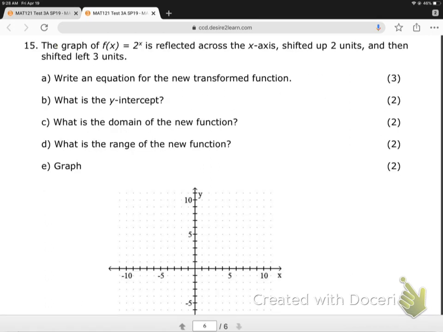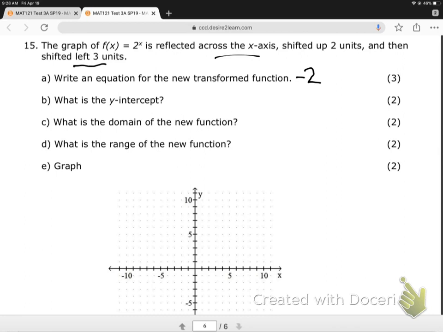Right, let's look at this one. Reflection across the x-axis. Okay, a transformation. So across it, shift up 2, shifted left 3. Reflection across the x-axis, so we're going to have a minus in front, because it's reflected across the x-axis. We're going to move it left 3 units.